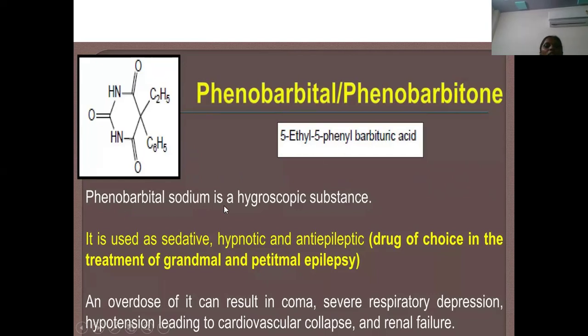Phenobarbital sodium is a hygroscopic substance. It is used as a sedative, hypnotic, and anti-epileptic drug. An overdose of it can result in coma, severe respiratory depression, and hypotension, leading to cardiovascular collapse and renal failure.